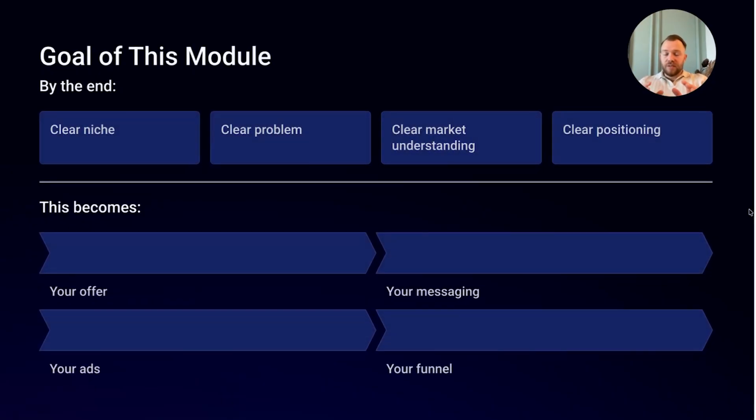So the goal of this module is that by the end, you want to have a clear niche, or a clearer niche if you already have one, a clear problem that the niche has, a clear market understanding of your niche, and a clear positioning. This goes into your offer, your messaging, your ads, your funnel, which are all the next modules and phases that we're going to be doing, right?